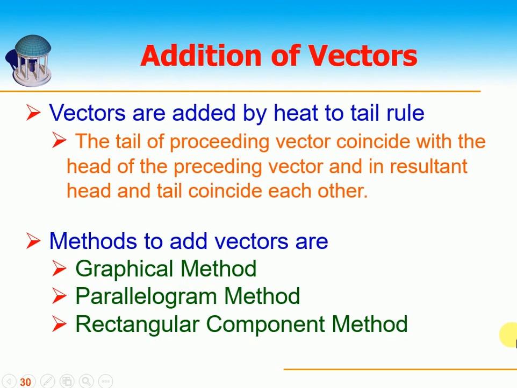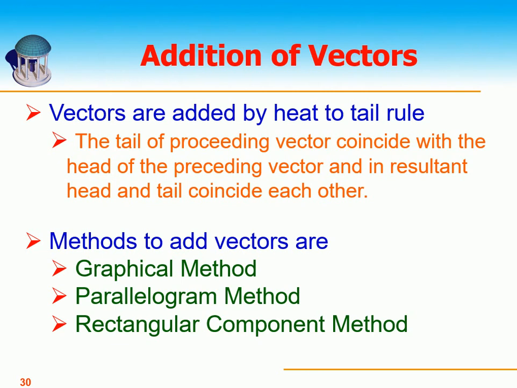Addition of vectors, again I told you the rule is only one, that is the head to tail rule. The tail of the succeeding vector coincides with the head of the preceding vector, and in the resultant, head and tail coincide with each other. The methods used for the addition of vectors, please remember that the rule is the head to tail rule. You can use the graphical method, the parallelogram method, or the rectangular component method.